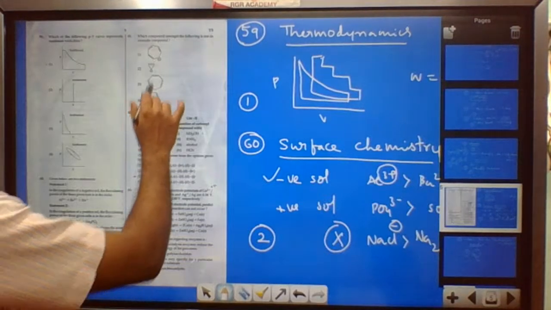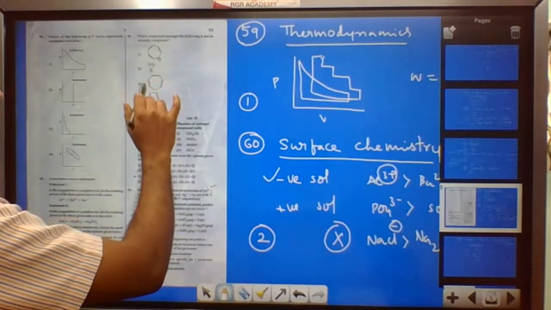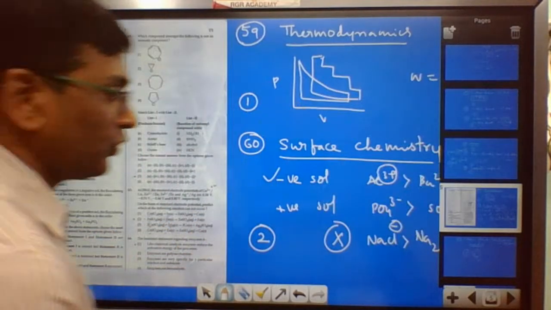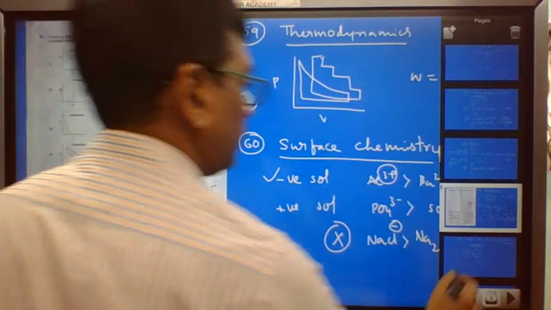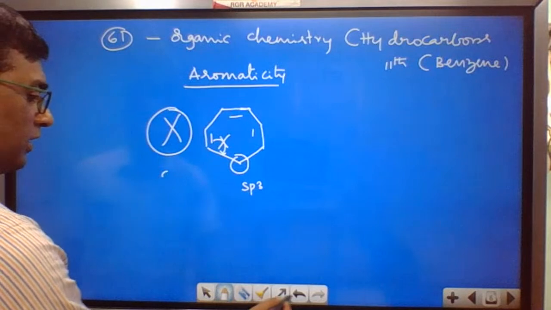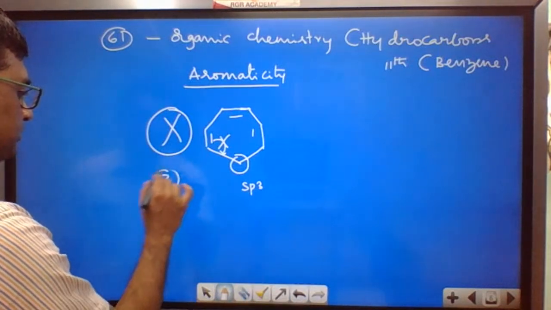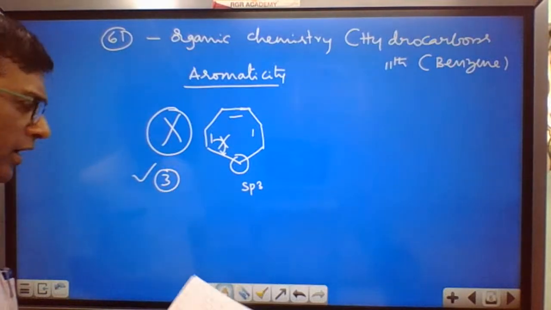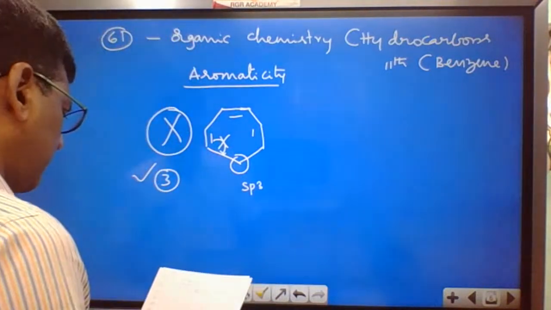So the first, second, and fourth are correct. The third one is not an aromatic. So the option is 3 for 61. So 61, 3 is the right option. This is given from aromaticity, from organic chemistry.